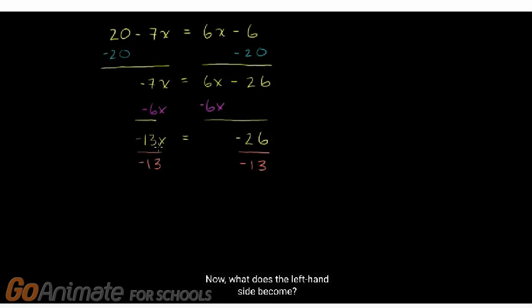Now, what does the left-hand side become? Negative 13 times x divided by negative 13, that's just going to be x. You multiply something times x divided by that something, you're just going to be left with an x. So the left-hand side just becomes an x. x is equal to negative 26 divided by negative 13. Well, that's just positive 2, right?